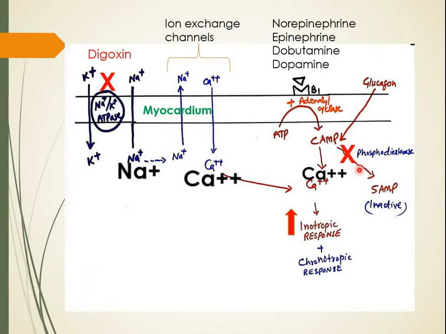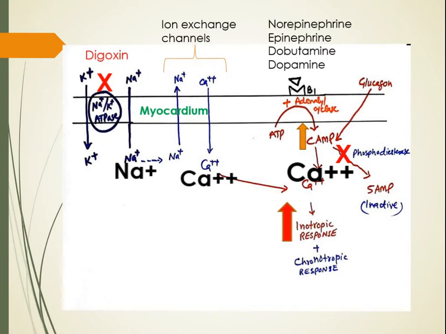Now if you block this phosphodiesterase enzyme, what will happen? The level of cyclic AMP will rise, and once the level of cyclic AMP rises, it will produce an inotropic response through the influx of calcium. So the calcium level rises, and all these will contribute. So inotropic drugs will increase the cardiac output. How? By increasing the force of contraction of the myocardium, and thus these are very good drugs in the management of shocks and other clinical conditions as well.